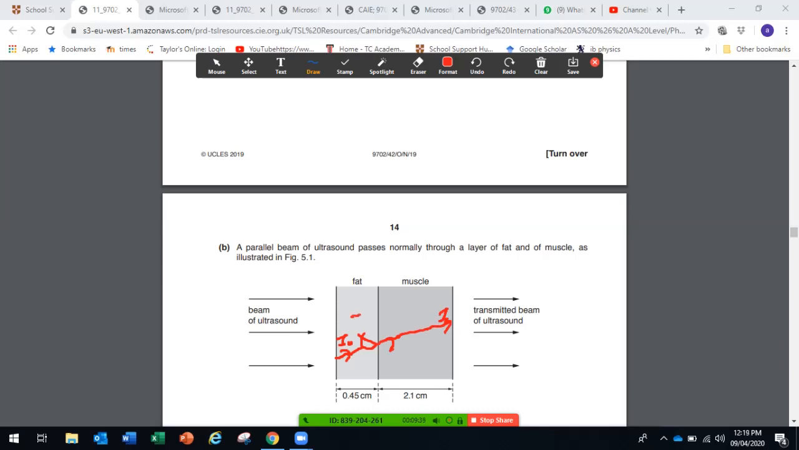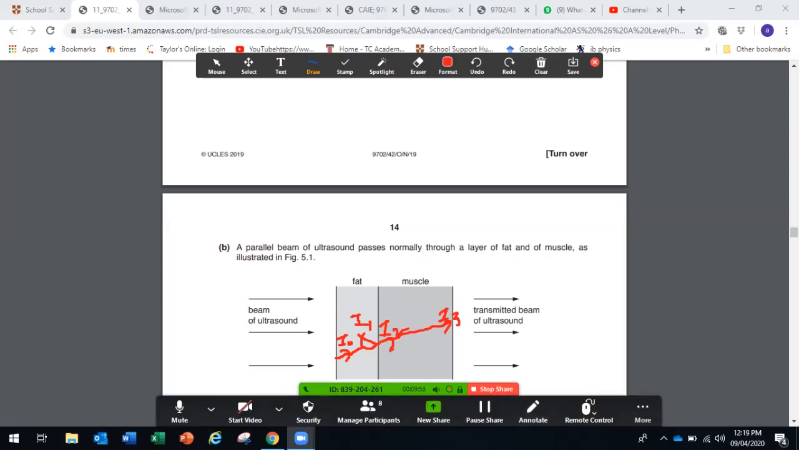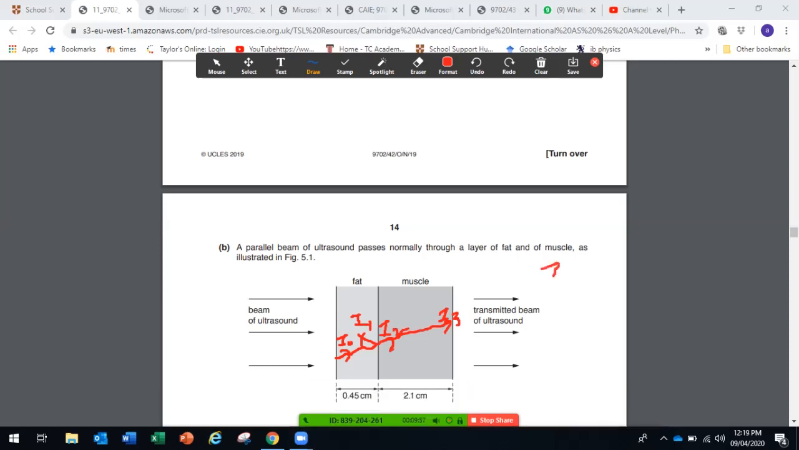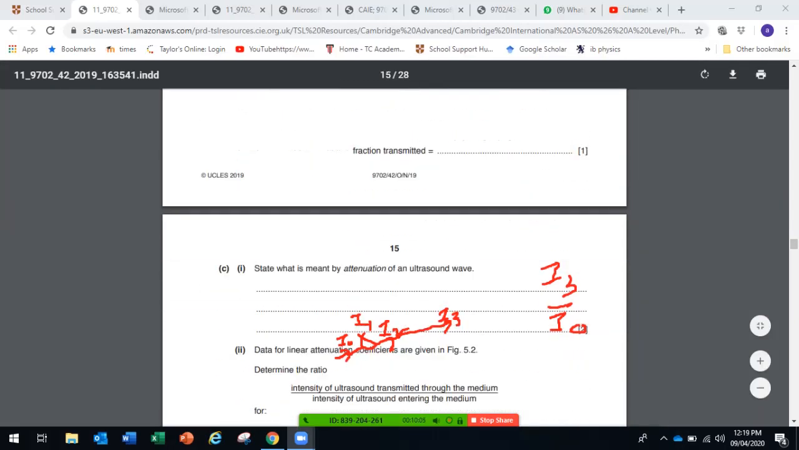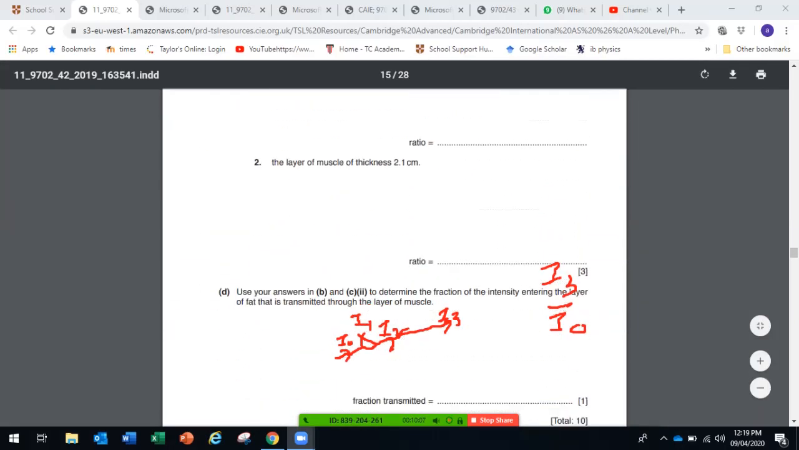Let's say the one reflected is I1, the one transmitted here is I2, and the one reaching here is I3. They're asking what? I3 or I0? They're asking for I3 over I0. Let me check. I3 over I0. The wording is quite confusing.